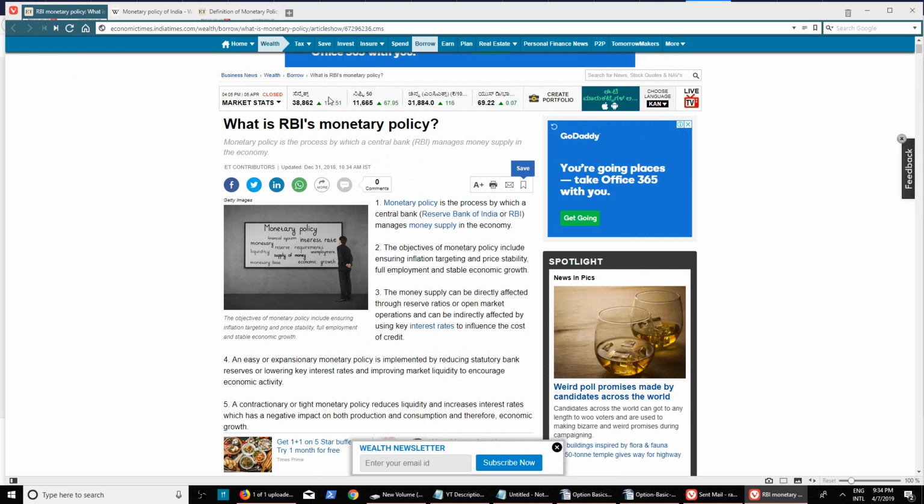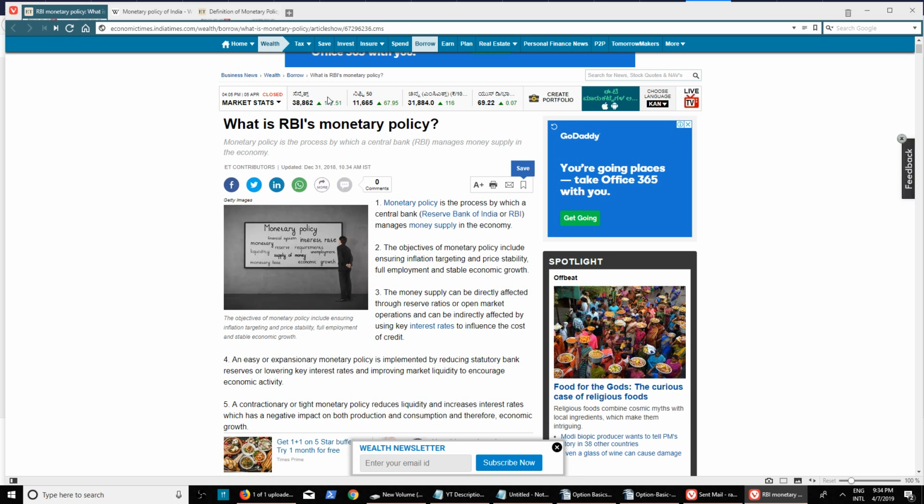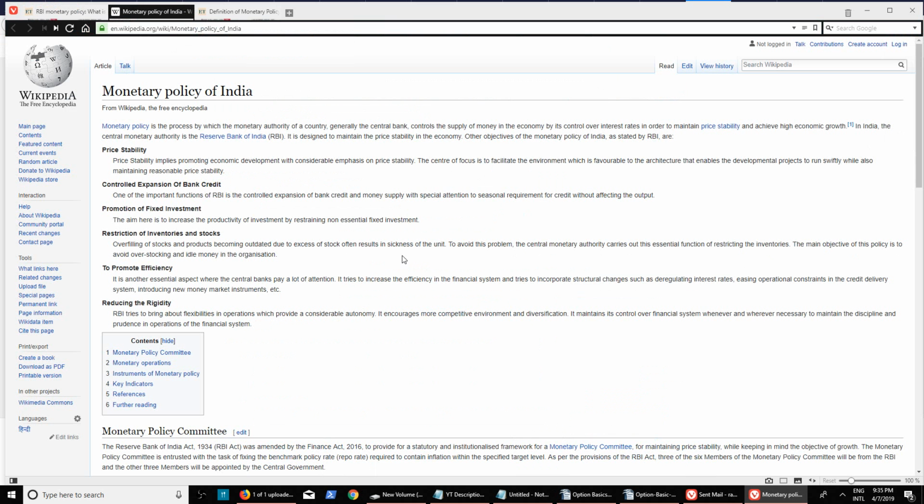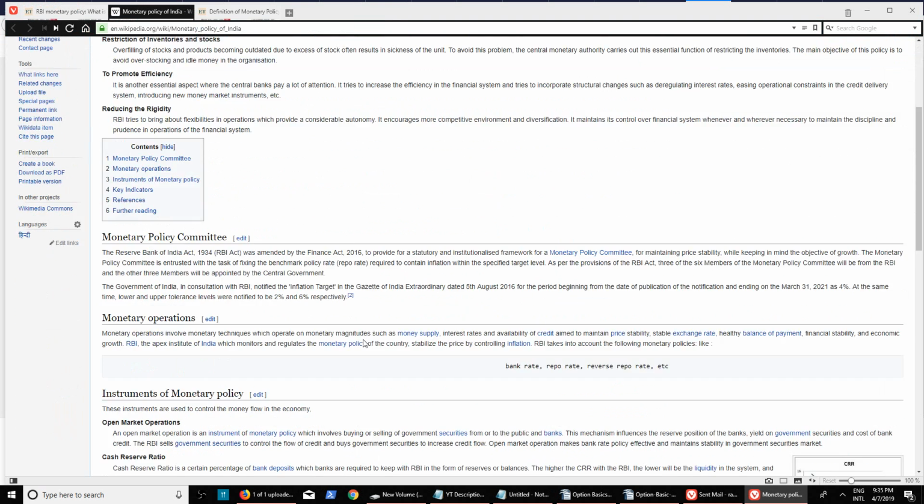Now, the objective of the monetary policy includes ensuring inflation targeting, as I told, and price stability, full employment, and stable economic growth. Now, the money supply can be directly affected through reserve ratios or open market operations, and can be indirectly affected by using key interest rates to influence the cost of credit. So some additional information, as I already mentioned about the price stability, control expansion of bank credit.